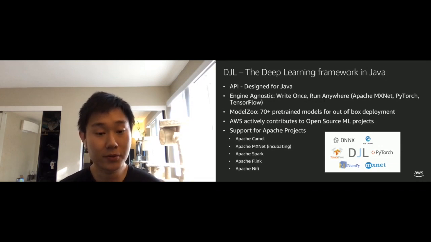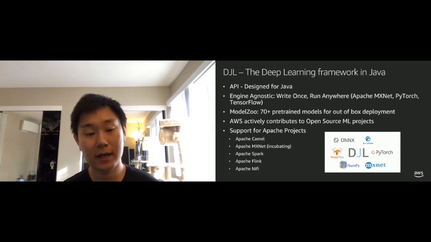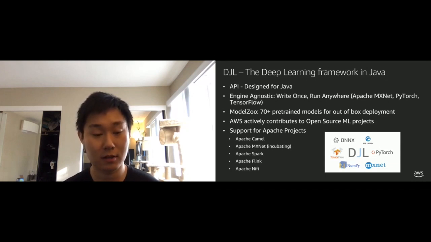And we are also supporting different Apache projects, like we have the packages installed inside of Apache Camel. We have a close integration with Apache MXNet. And also we have example integrations with Apache Spark, Apache Flink, and Apache NiFi. And also there are other upcoming projects that we're going to bring to benefit the whole Apache community.